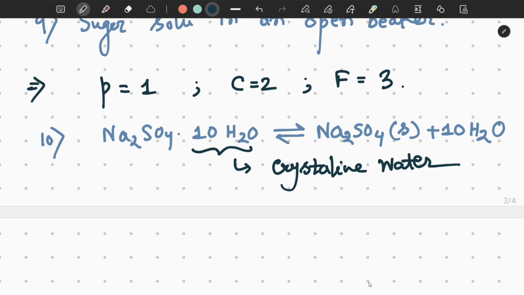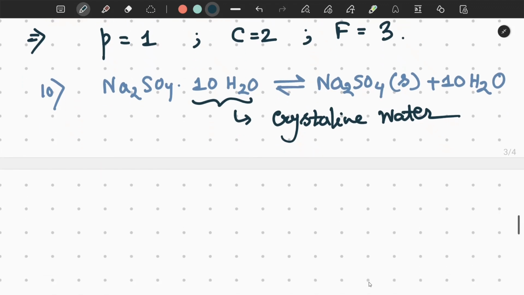So how many phases are there? Two phases. How? Solid and liquid. This is also solid. Yes, two solid and one liquid.